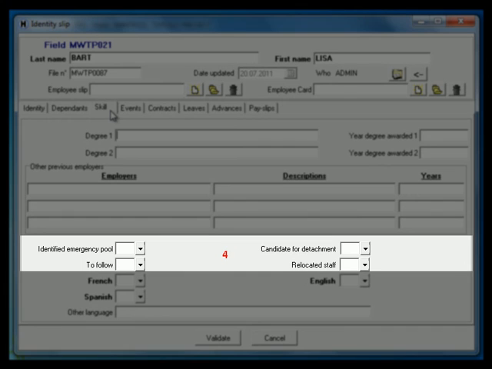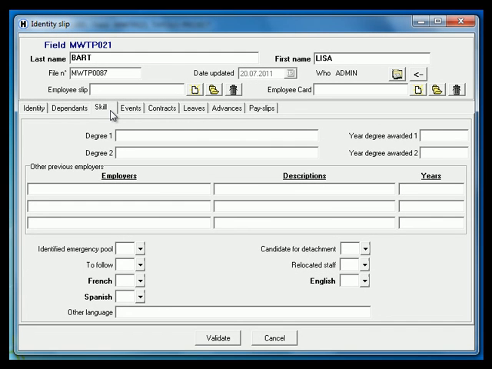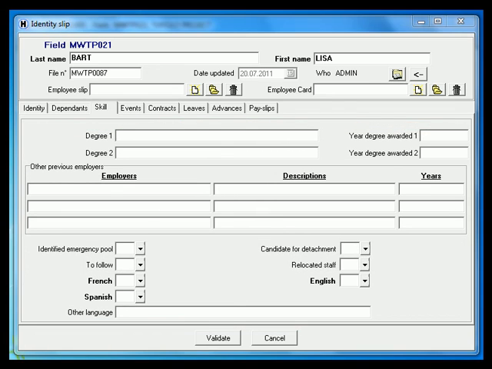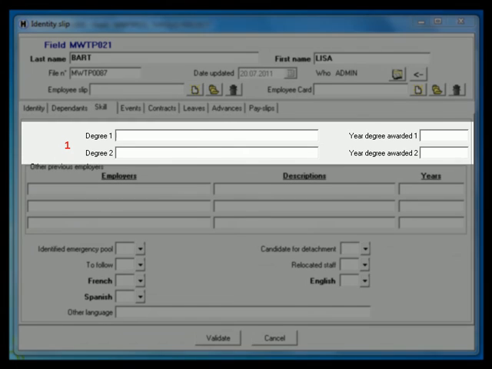We can also enter here specific information related to MSF Human Resources Management. We will return later to this information in another tutorial video. For the time being, we will focus on the first 3 types of information. Let's start with information about academic education. But first, let's have a look at some basic rules.